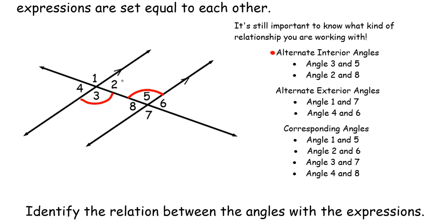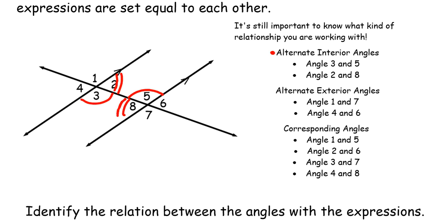So again, remember they have to alternate the sides of the transversal, which is this line right here. They also have to alternate the parallel line that they touch. So 3 touches the top parallel line, 5 touches the bottom parallel line, okay? And they have to be inside the line, okay? So right here on the inside. We also have another pair of alternate interior angles, and that's 2 and 8.